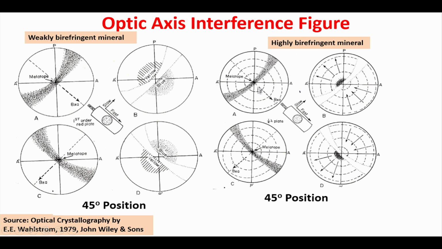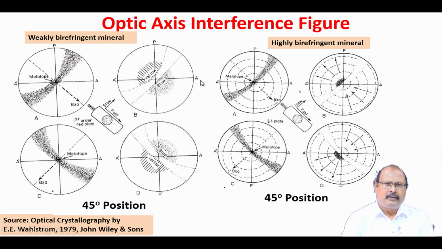If you see that on the convex side, if there is a convergence of these isochromatic bands towards the convex side or the center, that means you have an additive effect here. And if you have a compensation spot on the concave side of the isogyre, then a subtractive effect has taken place and the isochromes are moving away from the center. That means your BXA dash is a slower vibration direction, that is Z. So, this is a biaxial positive mineral here.